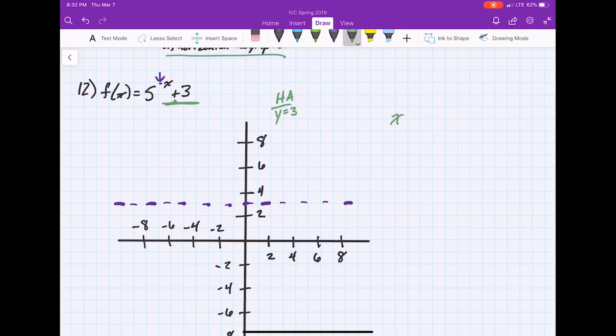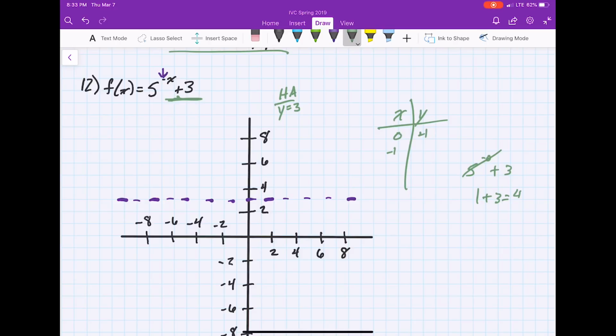So we'll do a little side work here. We'll do an XY chart, and let's start with 0 because that'll make 5 to the 0 equal 1, just going to make it easy for us. So let's put 0 here. So 5 to the negative 0, well, plus 3, that becomes 1. So 1 plus 3 is 4. So an input of 0 gives us 4.